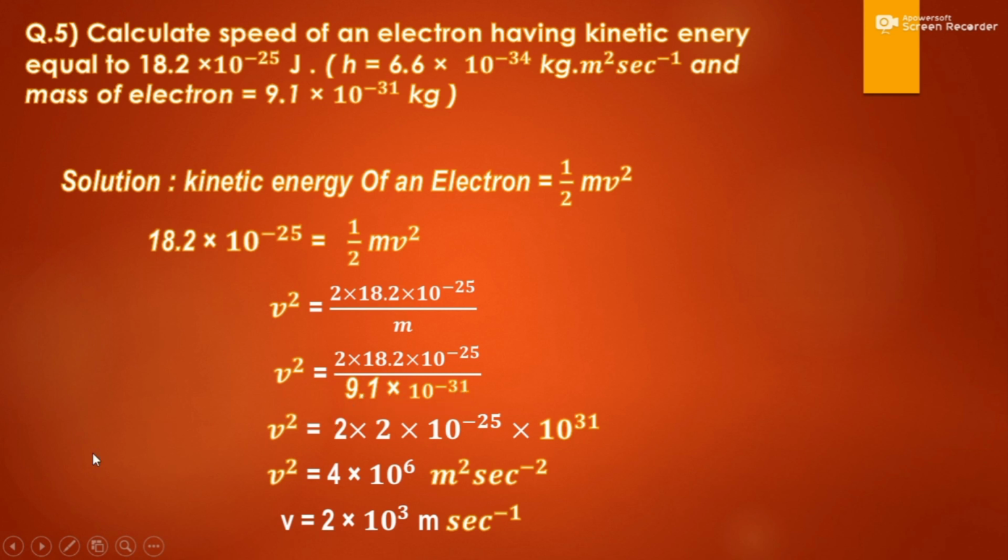Then 18.2 upon 9.1 is simply 2. This 2 and this 2 become 4, and 10 raised to minus 25 upon 10 raised to minus 31: the 10 raised to minus 31 goes to the numerator and becomes 10 raised to plus 31. Then 10 raised to minus 25 into 10 raised to plus 31. So v square is equal to 2 into 2, which is 4, into 10 raised to minus 25 into 10 raised to 31, which becomes 10 raised to 6 meter square per second square.